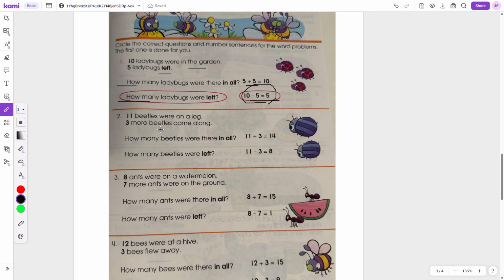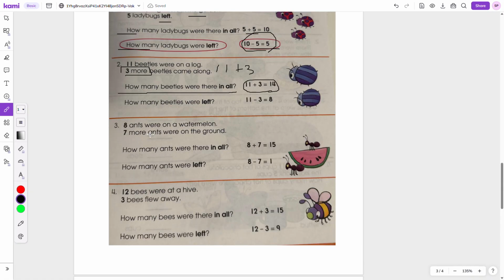Okay, number 2. 11 beetles were on the log and 3 more beetles came along. So we had 11 beetles, but 3 more came along. So we have to find the total number. So it'll be how many beetles were there in all, with the addition.